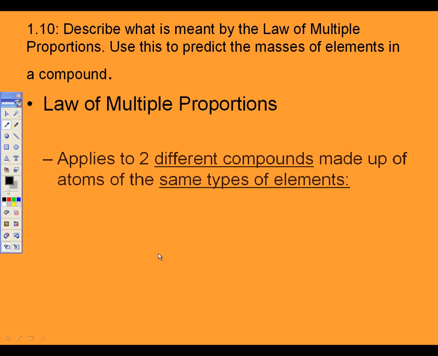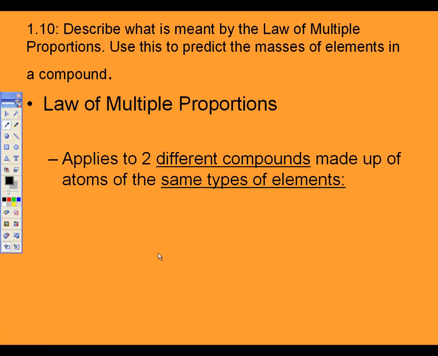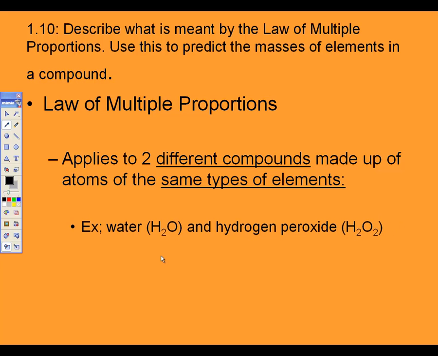Here's what the law of multiple proportions says. First of all, it applies to two different compounds made up of atoms of the same types of elements. So what would that be? Two different compounds, but the atoms are the same types of elements. So water and hydrogen peroxide are one. Both made up of hydrogen and oxygen, but those are two really, really different compounds with different chemical and physical properties. So water we know is really kind of boring, average, clear, colorless, unreactive. Hydrogen peroxide is clear, colorless, but it's really, really reactive.